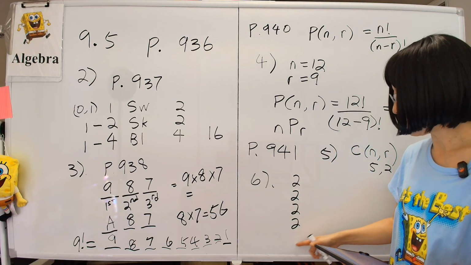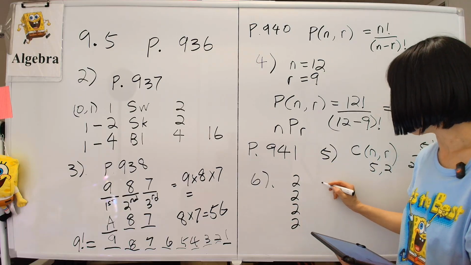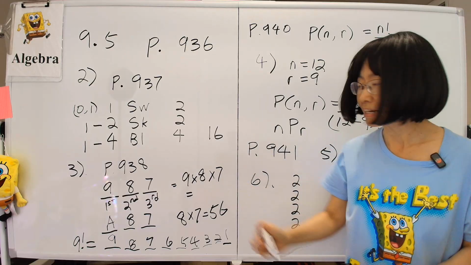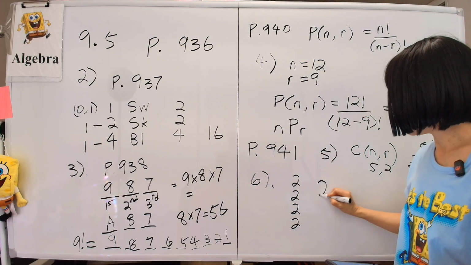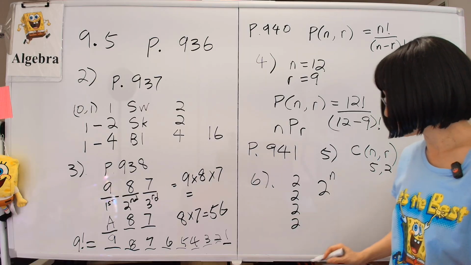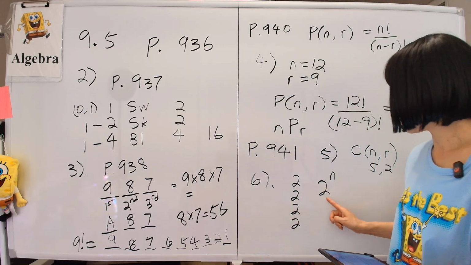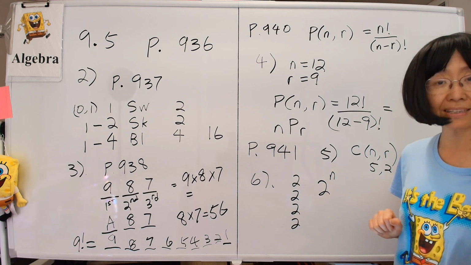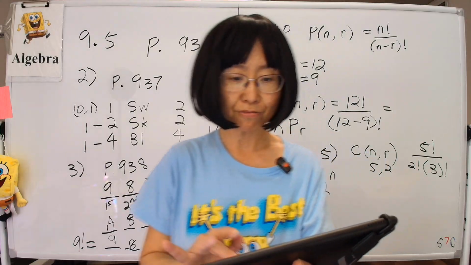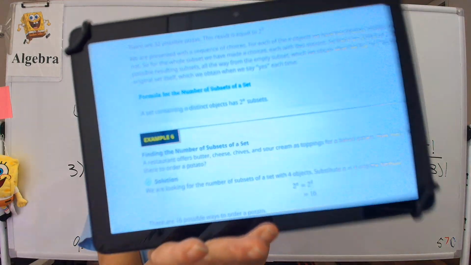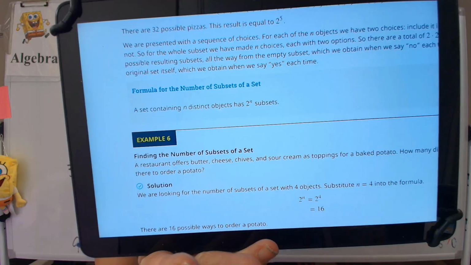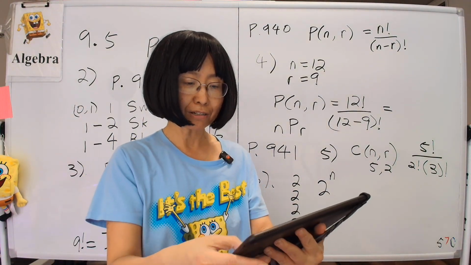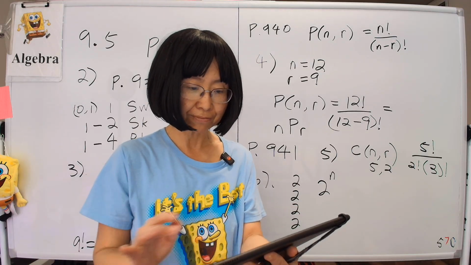Now, in general, if we have however many items that we're picking from, and each option is a yes or no option, like butter or no butter, then the total in general is 2 to the power n. n is the number of objects we have, and each one has 2 options. So the total is 2 multiplied by itself n times, and that's where this formula from page 942 is from. And that is also example 6. We have 4 objects, each one a yes or no option, so the total will be 2 to the power 4, which is 16.